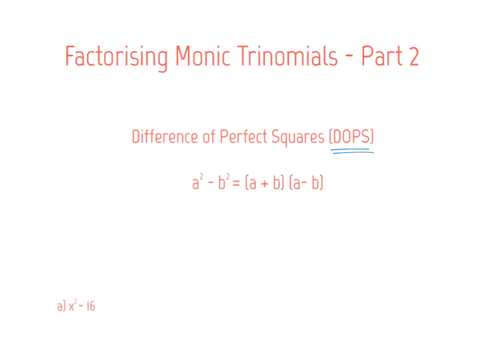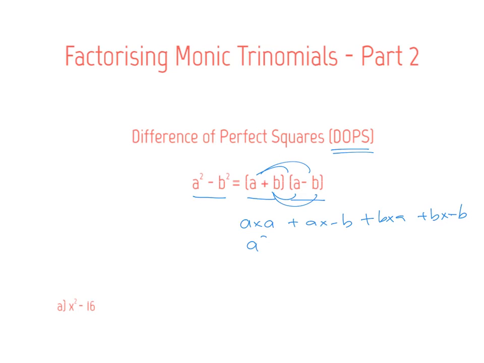So over here we have a squared minus b squared, and we can factorise this as a plus b and a minus b. As if we expand this, we have a times a. We then have plus a times minus b. We'll do b times a, and we have positive b times negative b.